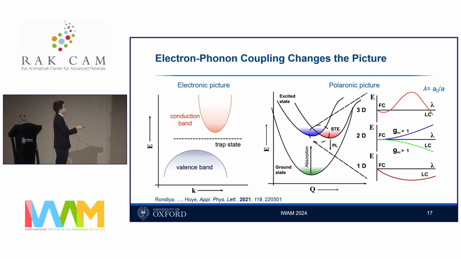But then if the electronic dimensionality reduces, so it reduces to 2D and then to 1D, then this energy barrier disappears and essentially goes to nothing. And so carrier localization then becomes thermodynamically favorable as you lower the dimensionality of these compounds.